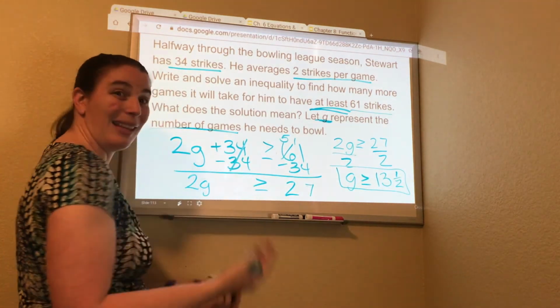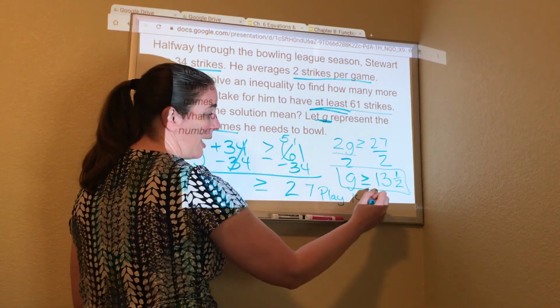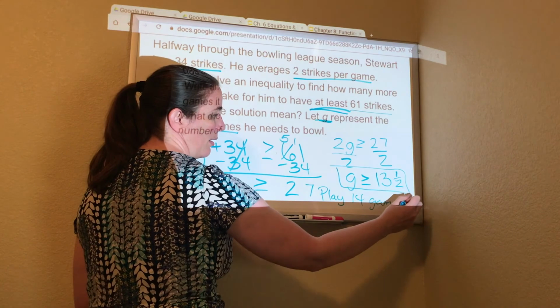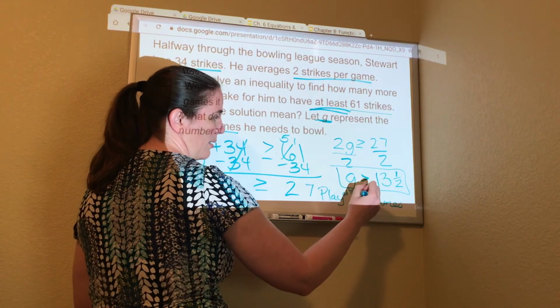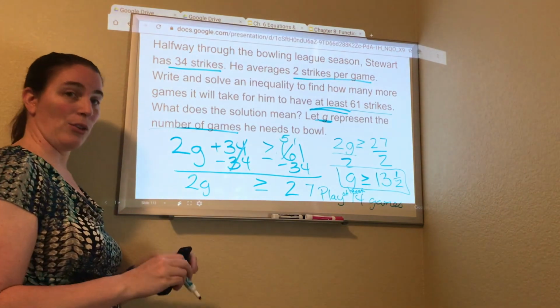So in order to do that, he has to play at least 14 games to get 61 strikes.